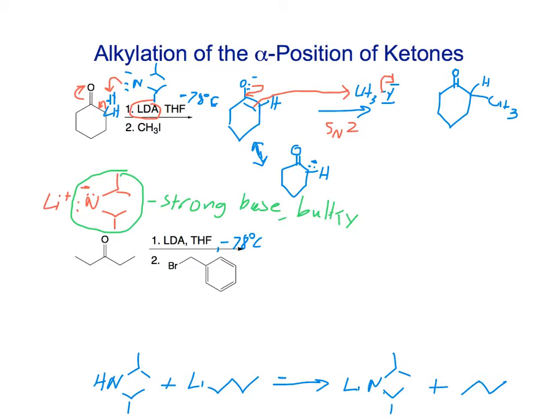Okay? So all we're going to do here, we're going to draw out our ketone, and we're going to add this whole group that's attached to the halogen to the alpha position, like this. All right? Okay, so that's the simple alkylation.